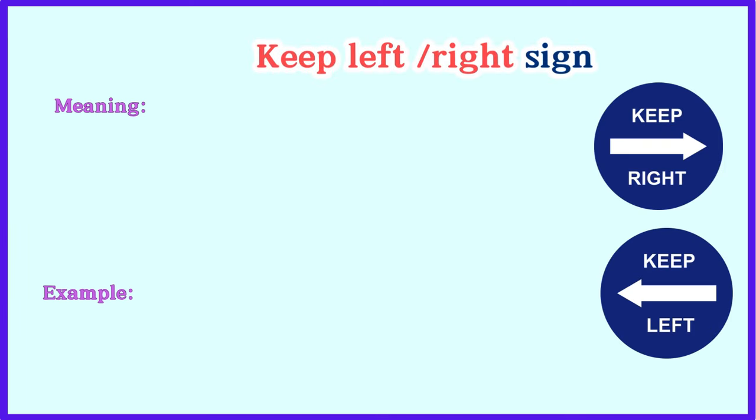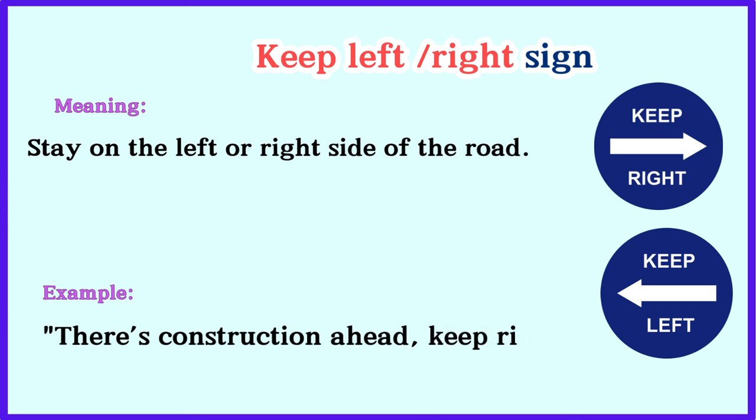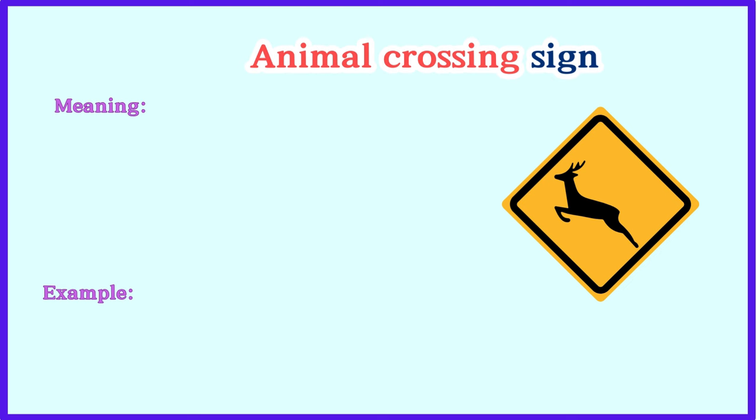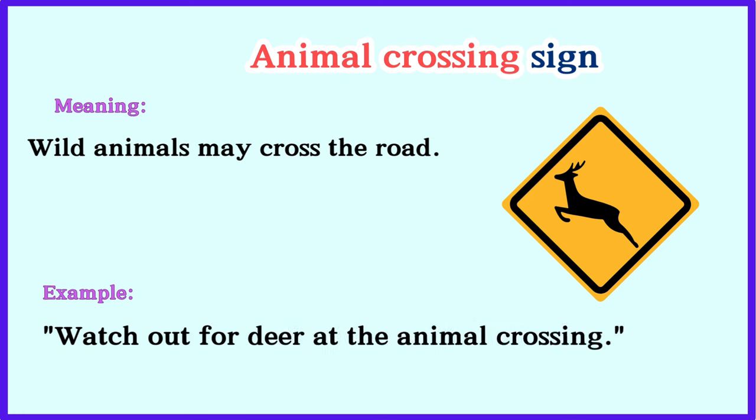Keep left or right sign. Meaning, stay on the left or right side of the road. Example, there's construction ahead, keep right. Animal crossing sign. Meaning, wild animals may cross the road. Example, watch out for deer at the animal crossing.